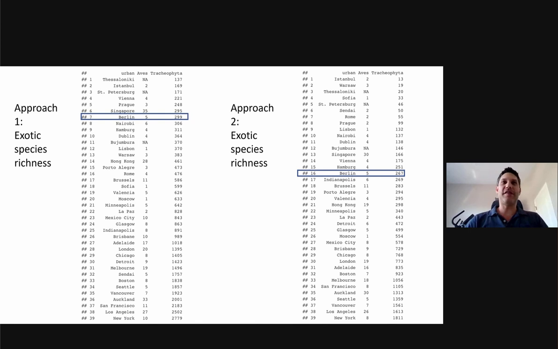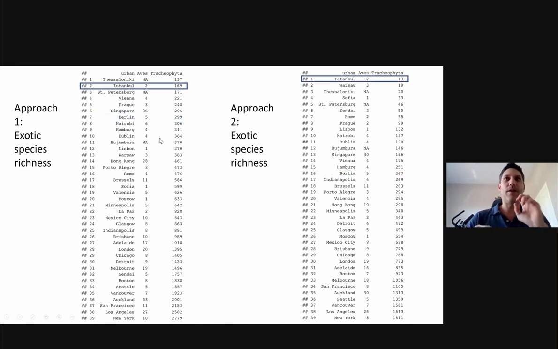And so let's look at just some of our results here. Approach 1 is our less conservative, and approach 2 is our more conservative. Let's just highlight Berlin here, a city that folks may know a lot about. We can see we have 5 bird species and 299 plants identified using the less conservative approach. And the more conservative approach recovers those 5 invasive birds, but a few less plant species.